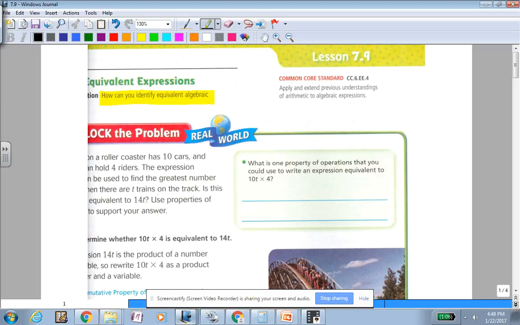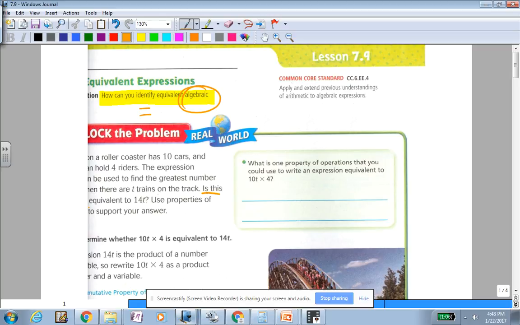What we're focusing on today is identifying expressions that are equivalent, or basically that are equal. They're going to be expressions that are algebraic and not just numerical expressions. The Unlock the Problem reads, each train on a roller coaster has 10 cars, and each car can hold 4 riders. The expression 10t times 4 can be used to find the greatest number of riders where there are t trains on a track. Is this expression equivalent to 14t?